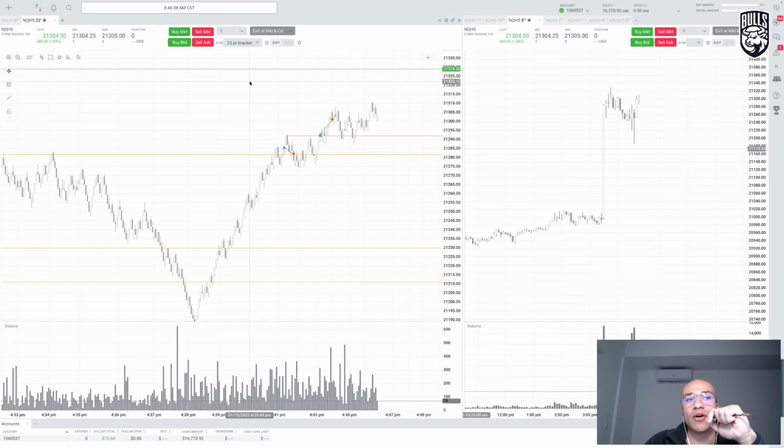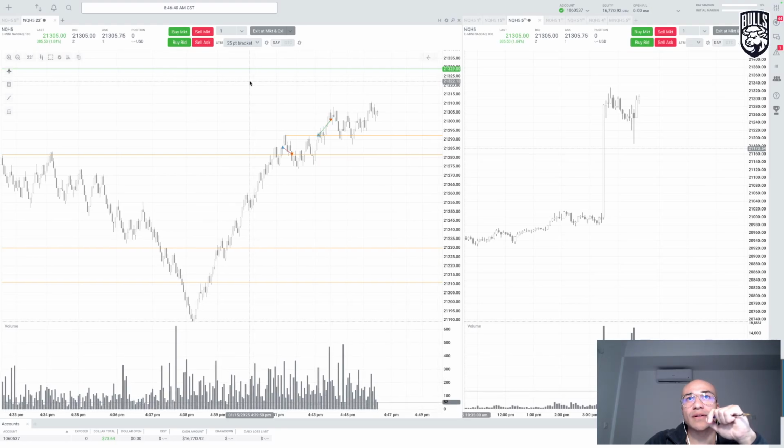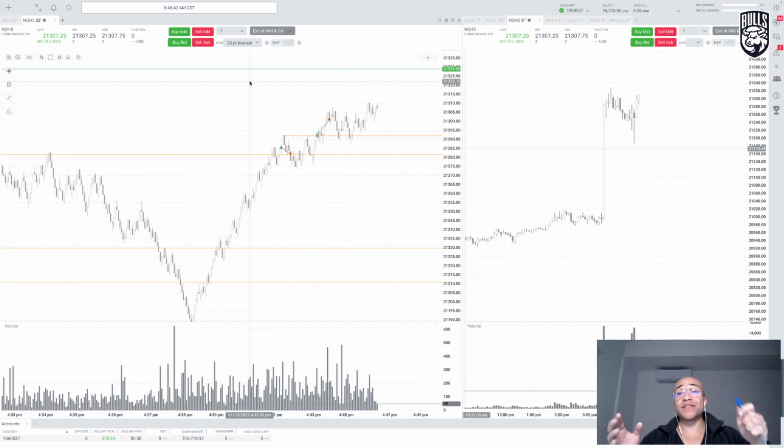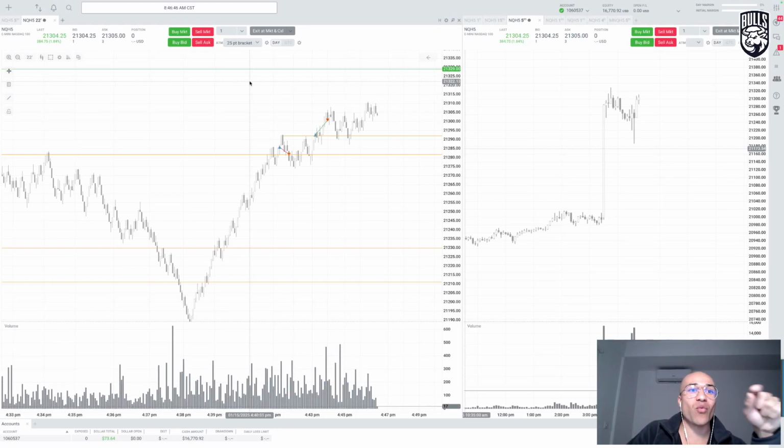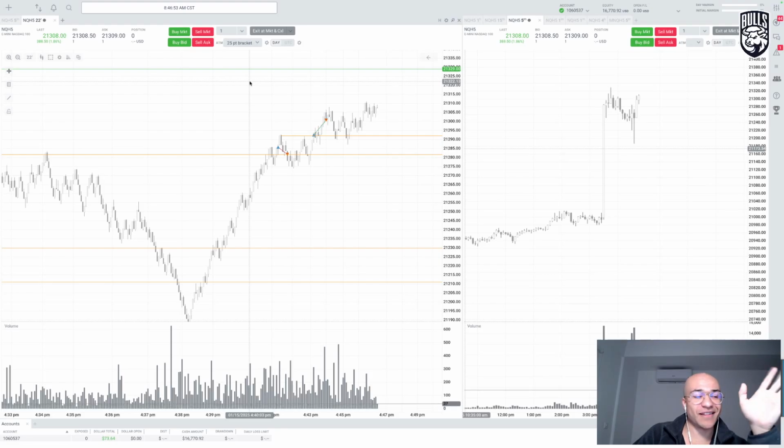And for me, it's so unusual. I'm not used to just trading one mini contract. It's really interesting to just see the small P&L there.